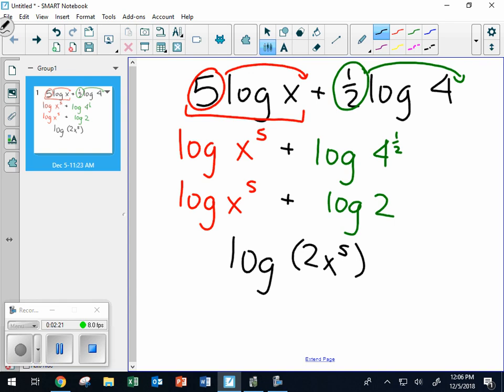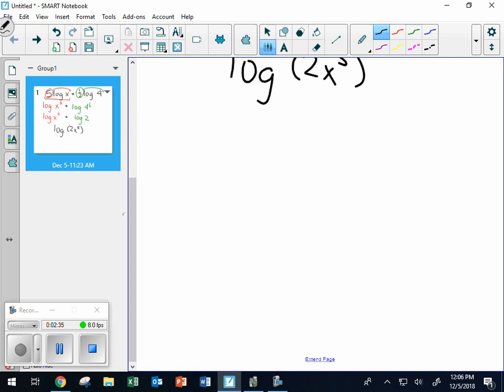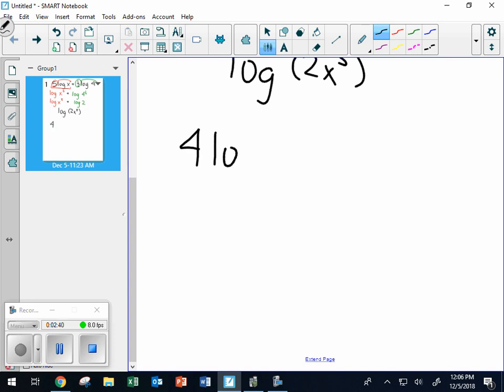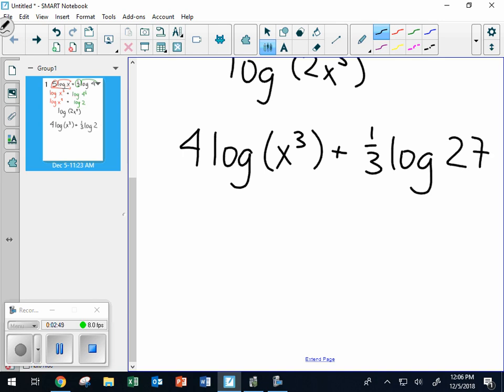Okay, I would like a show of thumbs. I got this, I would like one more problem to work on, or I don't got this. Okay, let's do one more. I will give you a few moments to try this out. We're doing the same thing, just condensing it into one logarithm. I will pause the recording while you work.